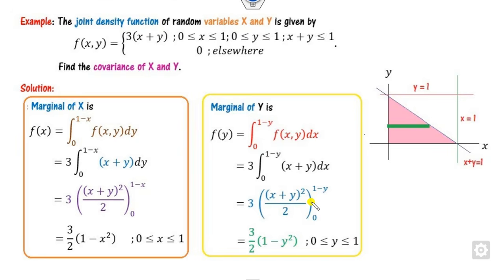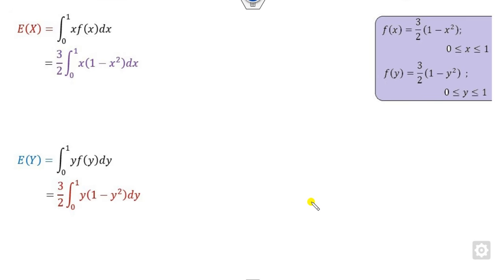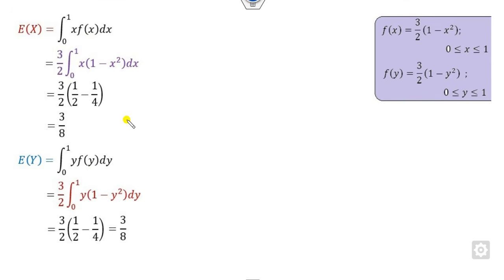Now once you get the marginal of this, we can start with finding the expected value of x and y. Here x, here. How can you solve that? You can simply take 3 by 2 outside, so this is x, so the integration is x square by 2. This is x cube, so the integration is x4 by 4 over 0 to 1. Similarly, you can solve this.